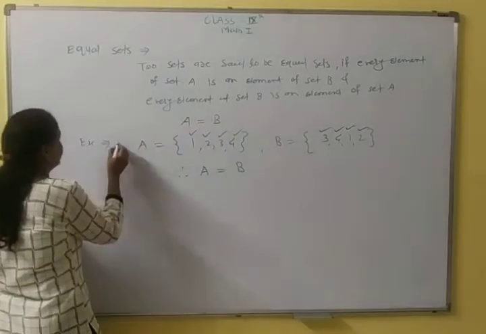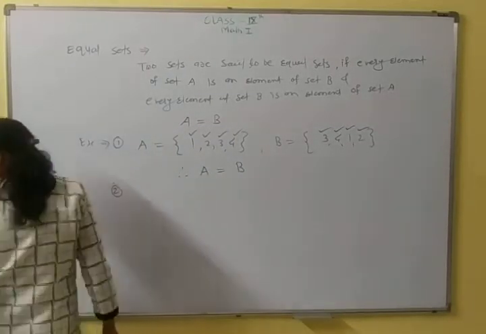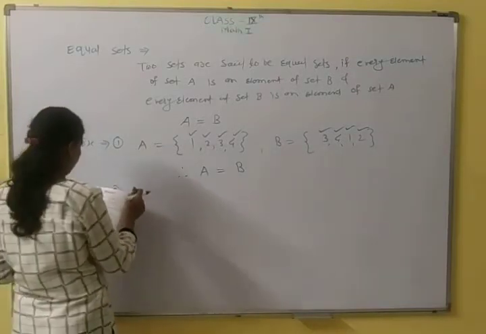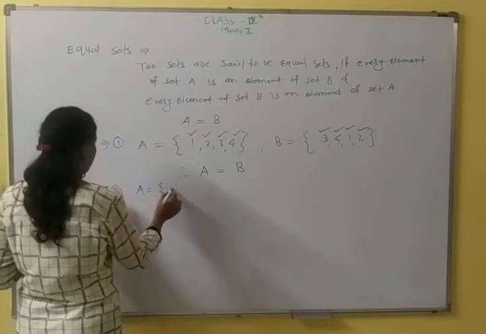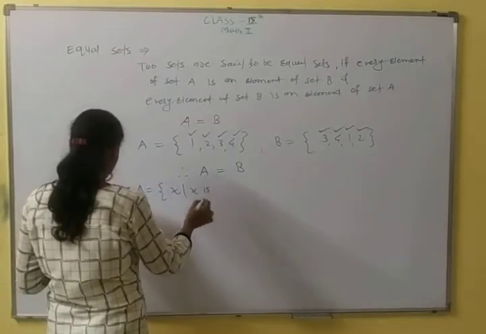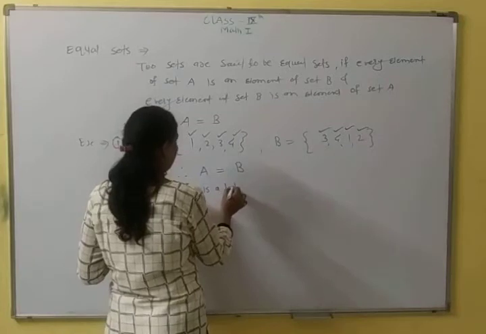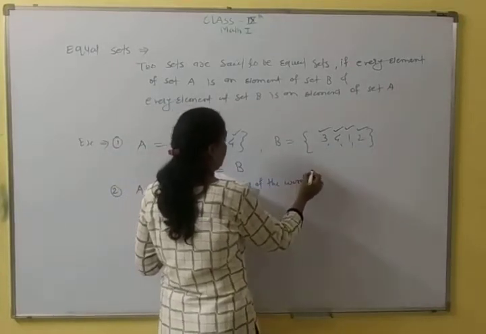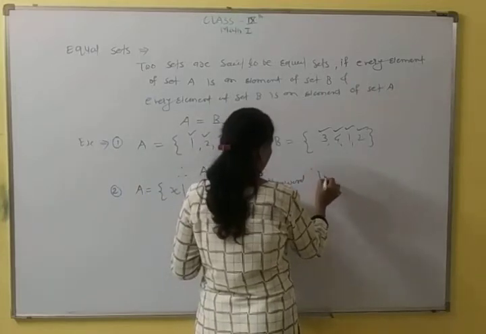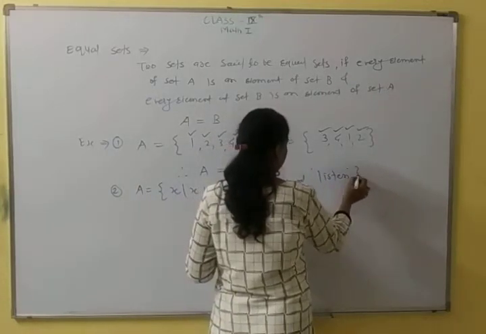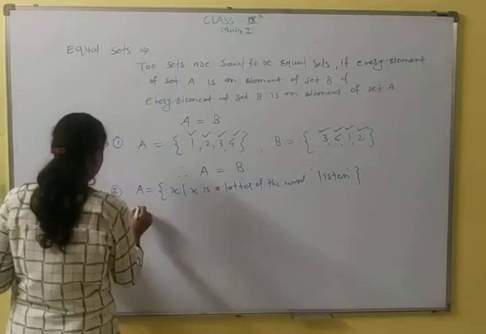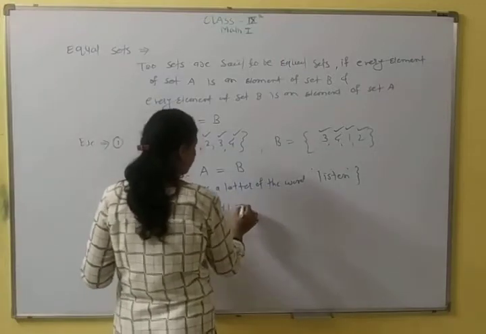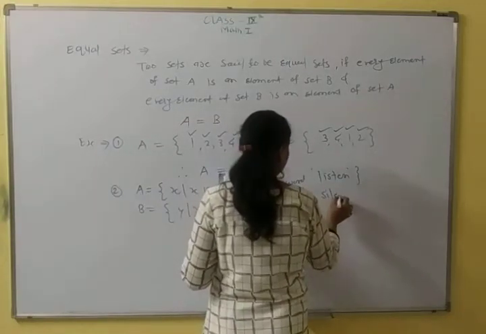Okay, then second example we take from your textbook. A is a set of x such that x is a letter of the word LISTEN. Second set B. B is a set of y such that y is a letter of the word SILENT.